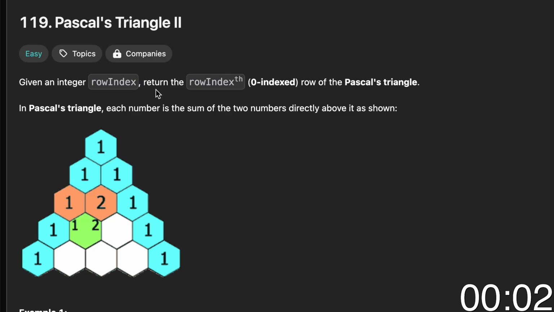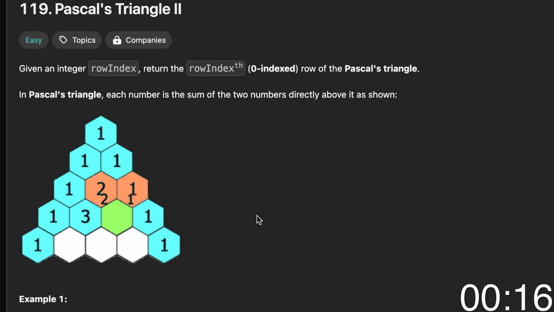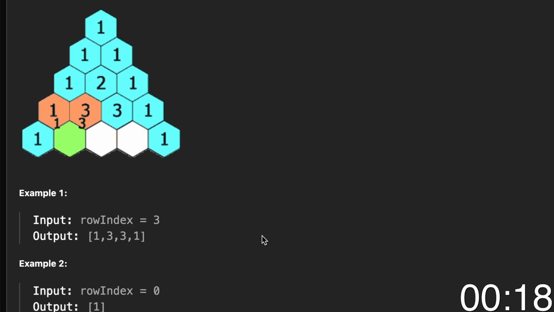All right, this is Pascal's Triangle 2. Given an integer row index, return the row index-th row of Pascal's triangle. In Pascal's triangle, each number is the sum. Okay, that's an interesting spin. Let's see an example, to see if it makes more sense.